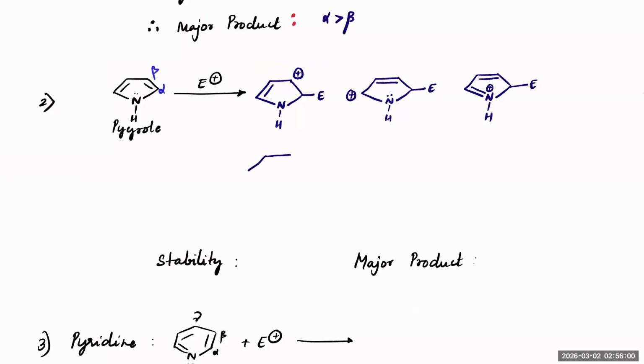Next, if it is beta substitution, so NH, the electrophile is here, the positive charge is here, and the double bond is here, with the lone pair. And then nitrogen can make a double bond here with a positive charge, and the electrophile here, double bond here, correct?